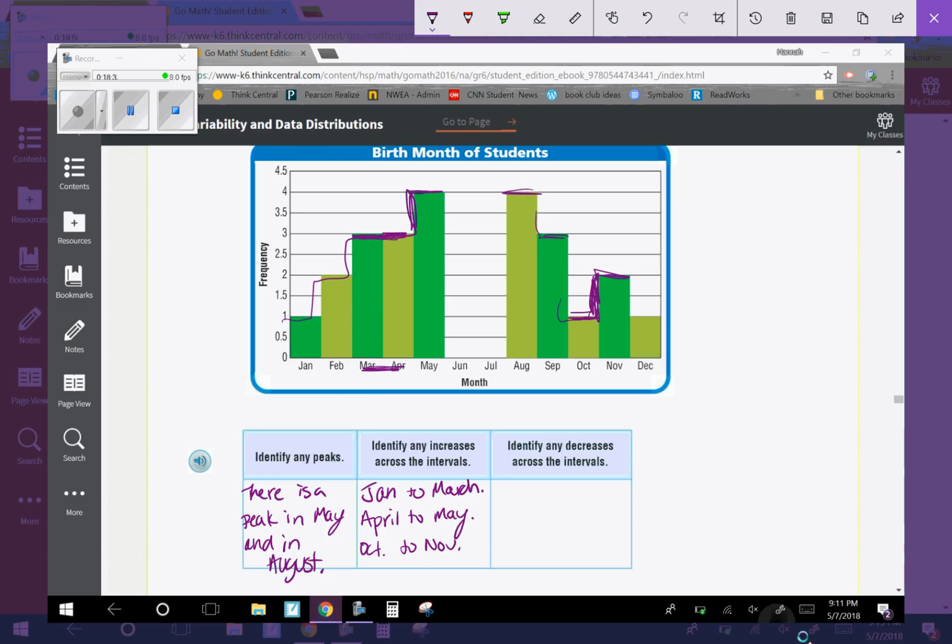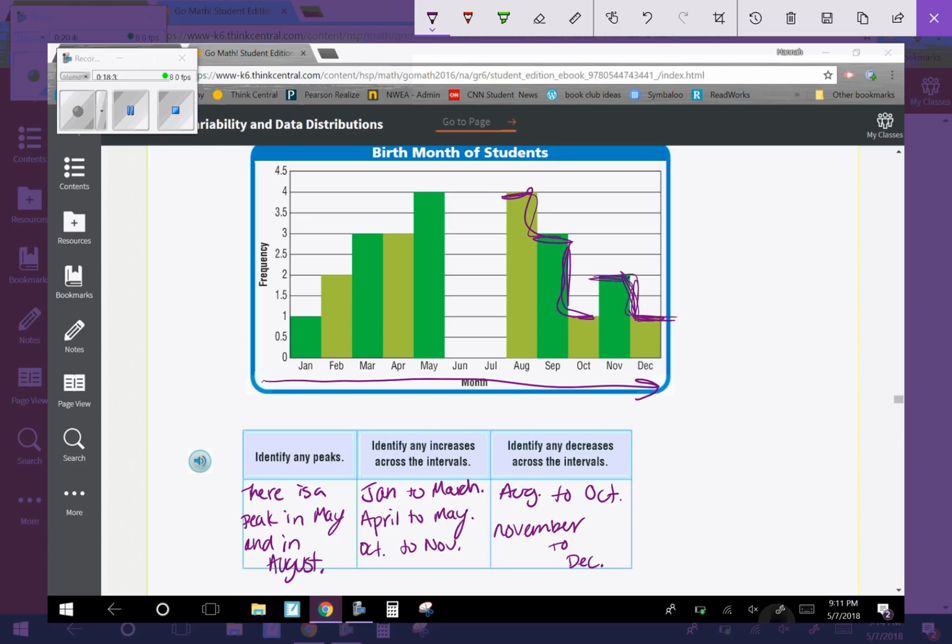Identify any decreases across the intervals. Decreases. So just kind of the opposite of what we just did here. So from August to October, it continually falls down there, okay? So August to October, and then if we look here from November to December, it decreases too. Make sure when you're looking for increases and decreases, you're starting from the left and going to the right. You can't say, well, it increased from December to November, because that's not how the months work.